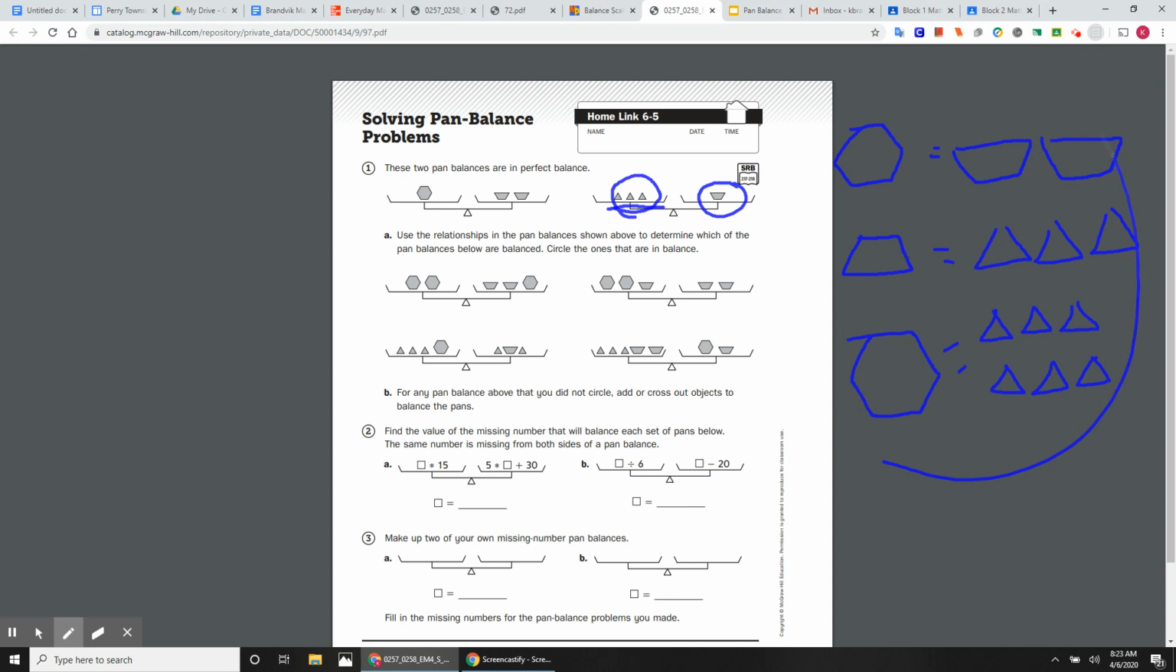So use this information and the information that they give you here to solve the top portion of your homework. And then on the bottom, you are going to be using expressions.